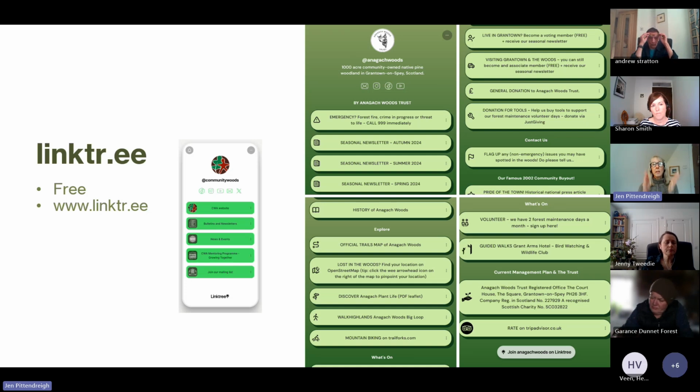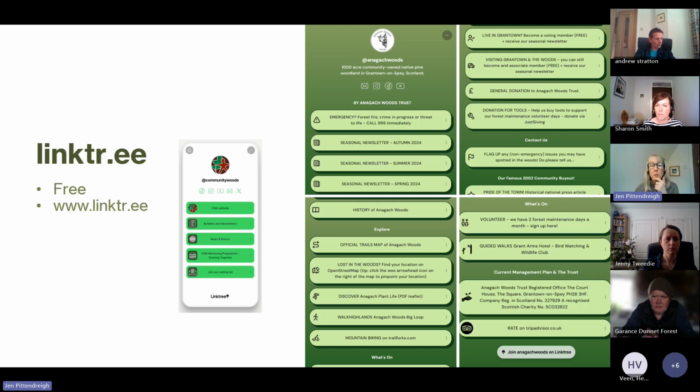Linktree is free, and it's a place that you can go on and add important links. And then all you've got to do is give people your Linktree address, and they can go on and access these links. So our one is fairly short, because I revised it because I was doing this presentation and it was looking a bit long. So I've taken it back to just very basic things to take people onto the website.